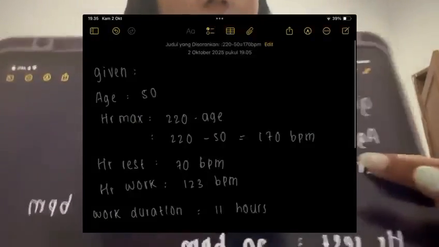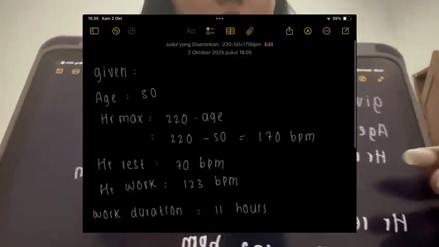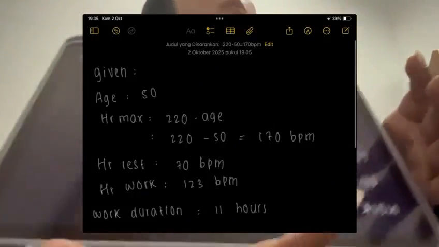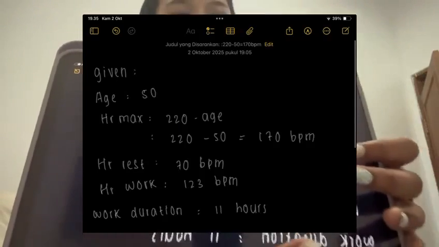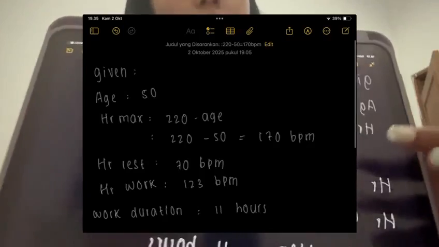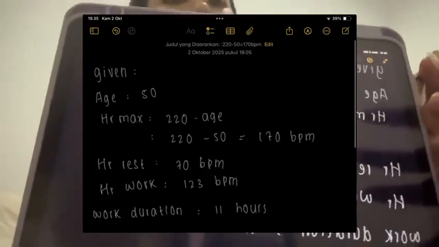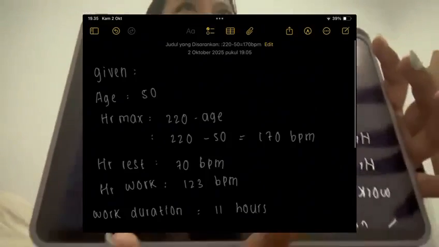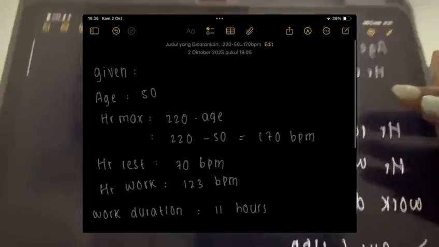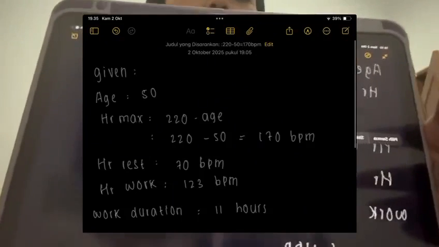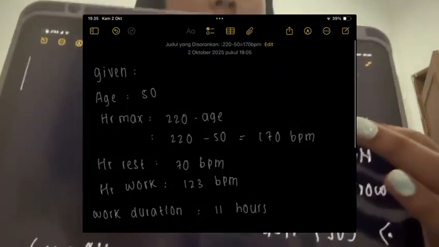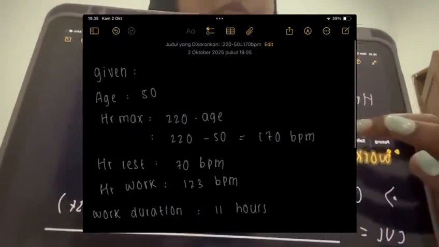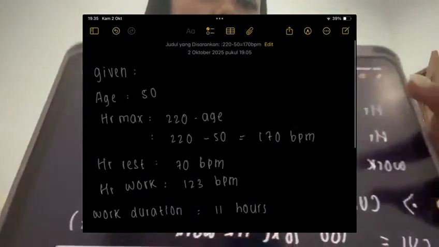Okay, so from the text we have the given age of 50, so we can find the HR max, that is 220 minus age. We have 220 minus 50, so the result is 170 BPM. Then for HR rest, we have 70 BPM from the text, and HR work is 123 BPM. For work duration we have 11 hours.